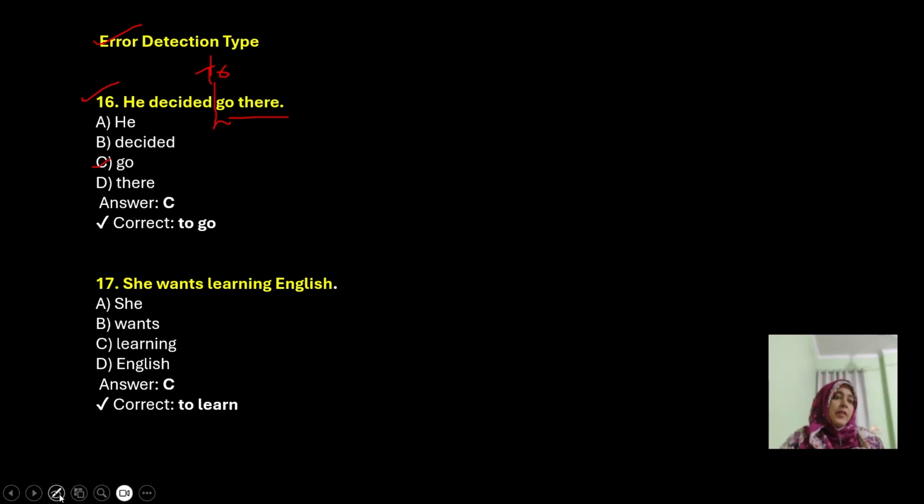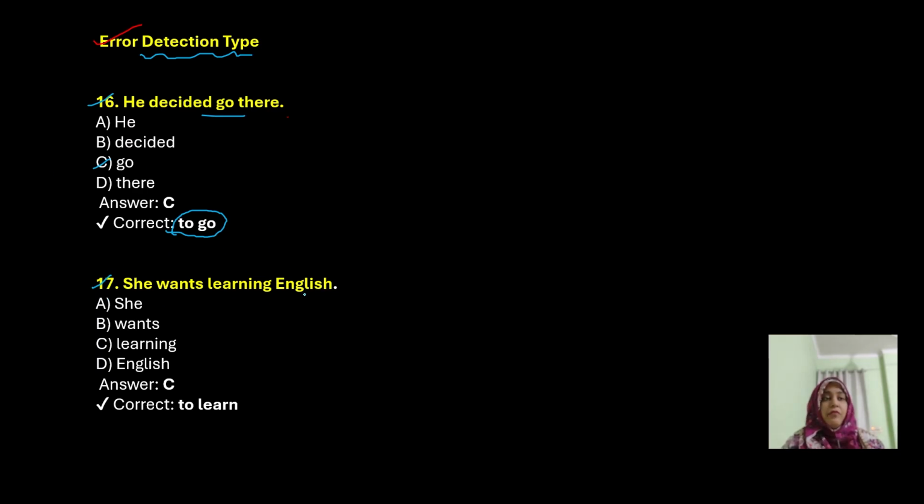Okay, let me clear it once more for you. You can see what you have to do in these sentences. You have to find the error. You have to detect the error. So the 16th question is, he decided go there. There is a missing thing. There is an error in the sentence. And what is that error? C, to go. To go there.